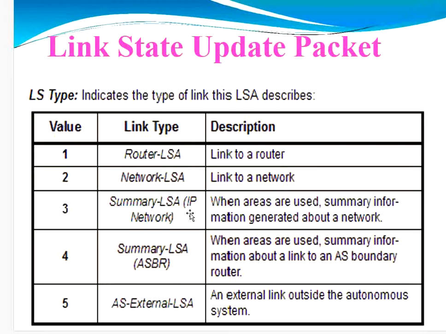And the value 5 represents the AS external LSA. It represents an external link outside the autonomous system. So we use different link types: the router LSA, network LSA, summary LSA for IP networks, summary LSA for ASBR, and AS external LSA under the link state update packet.